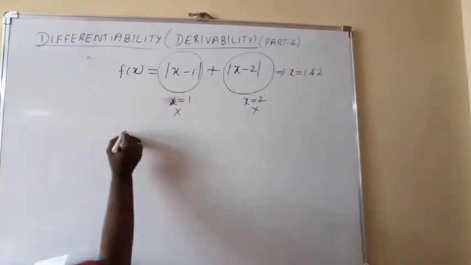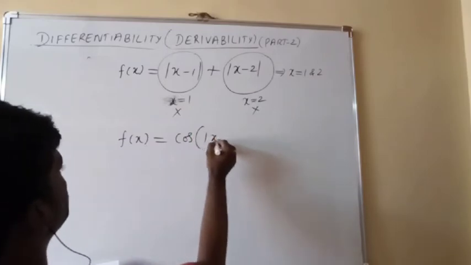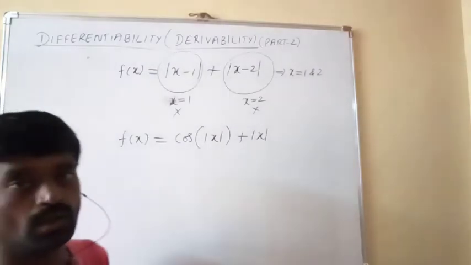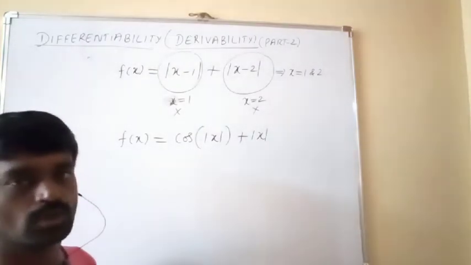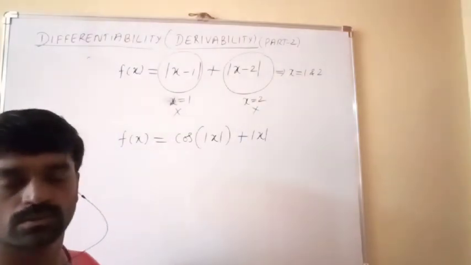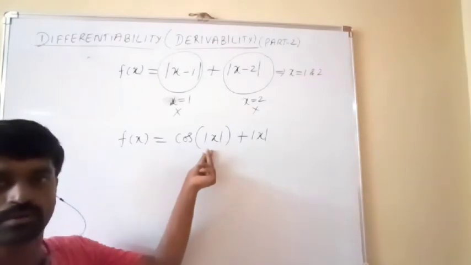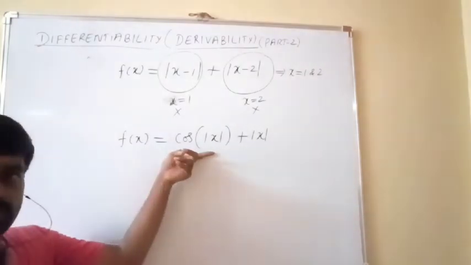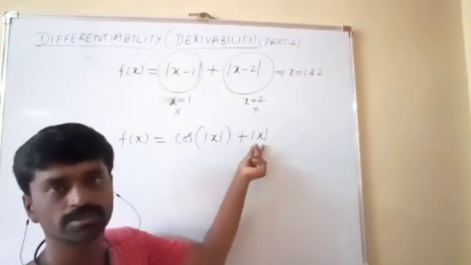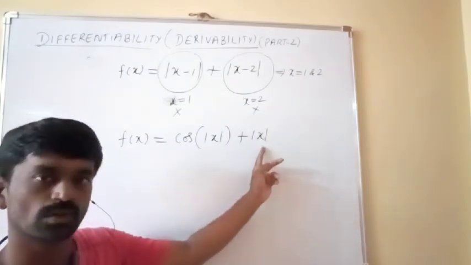So one more example, f of x is equal to cos of mod x plus mod x. Cos of mod x is the same as cos x only, because cos of minus x is the same as cos x. So cos of plus or minus x is the same as cos x. So cos of mod x is the same as cos x, and it is differentiable everywhere, even at 0. Mod x is differentiable everywhere except at 0. That means at 0 this function is differentiable and this function is not differentiable.